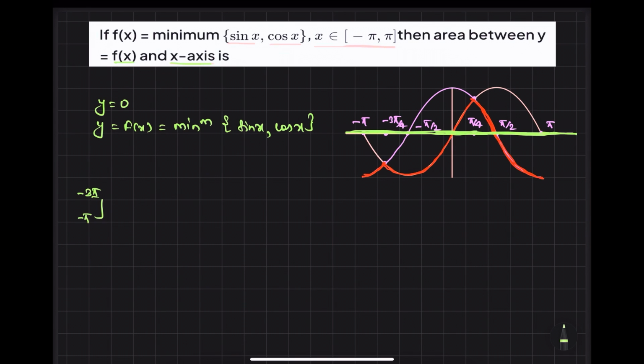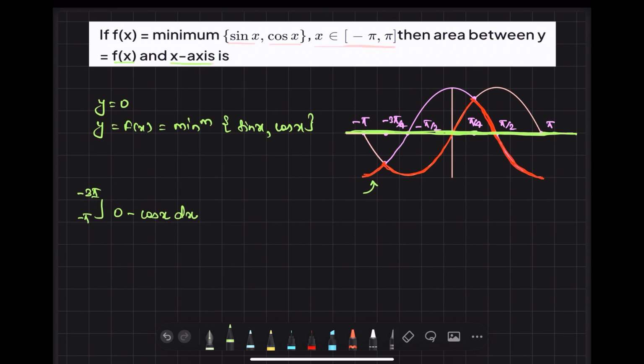Now if you observe, the upper is green. So what will you say? Upper curve minus lower curve. So the lower curve is the red part. So the red part in the given region is because of the cos function. So you will be writing cos x dx. So this is your first part. Okay.